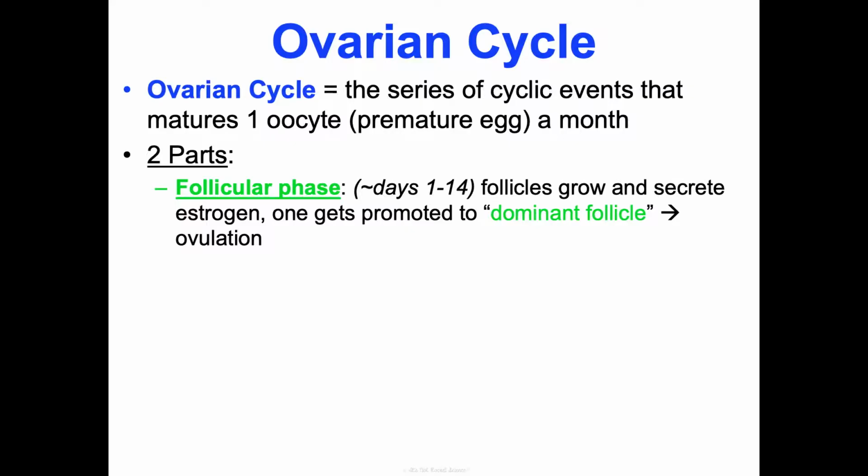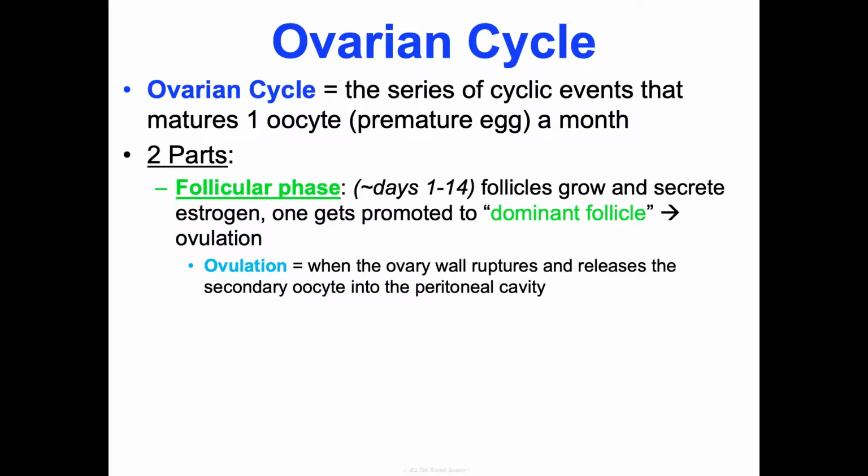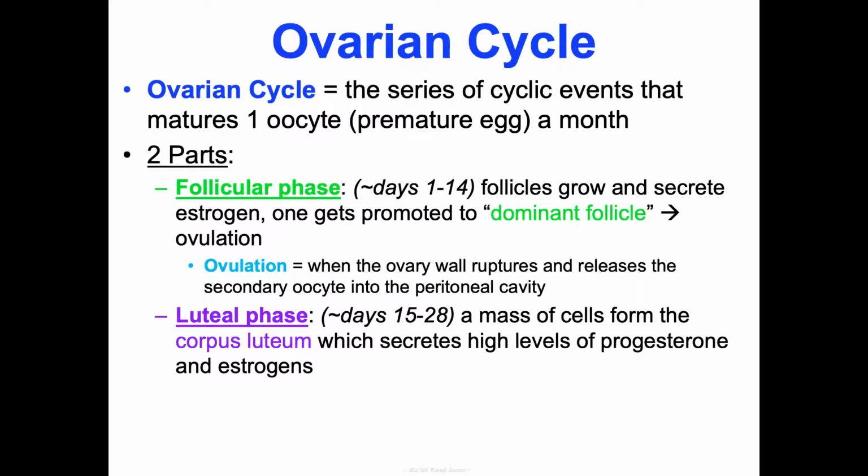We have the follicular phase, which is usually the first 14 days. And this is when these follicles that are nurturing premature eggs are growing and secreting estrogen. And one of them is going to get promoted to the dominant follicle, which is going to be ovulated or released. So again, ovulation is when the ovary wall ruptures and it's going to release a secondary oocyte into the peritoneal cavity. And we'll talk a little bit more about this as we go on.